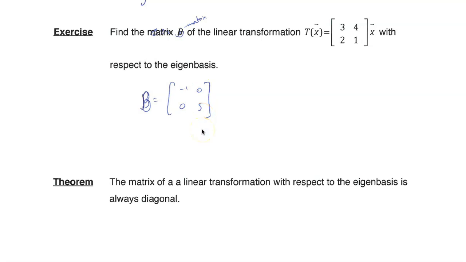This is going to happen no matter what type of matrix you have. If there's an eigenbasis, then the matrix of the transformation with respect to that eigenbasis is always going to be diagonal, and it's always going to just be the eigenvalues themselves. So that's it for this chapter, an introduction to eigenvalues and eigenvectors. Thank you for listening.